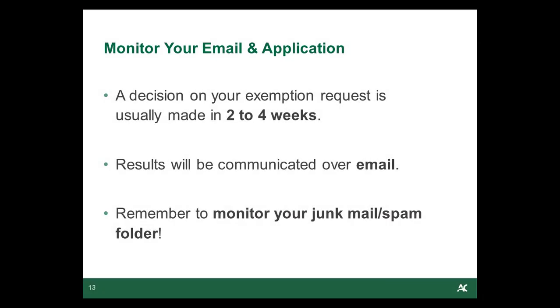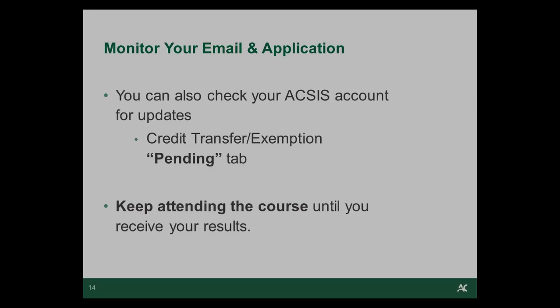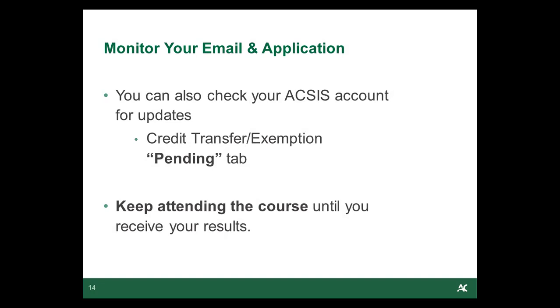It may take 2 to 4 weeks to hear back about whether or not your exemption was approved. You will receive the decision via email, so make sure to watch your inbox as well as your junk mail folder just in case your email system filters it out. If the 2 to 4 week time period has passed and you have not received an email, please check your ACSIS account under the Credit Transfer/Exemption Pending tab to see if any updates have been made there. In the meantime, it is recommended that you continue attending your class in case your exemption is denied.